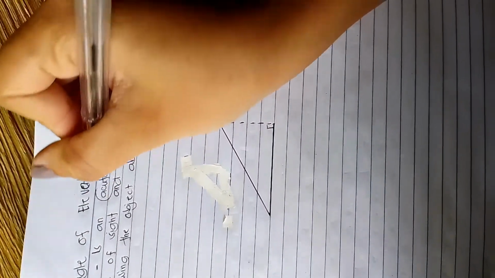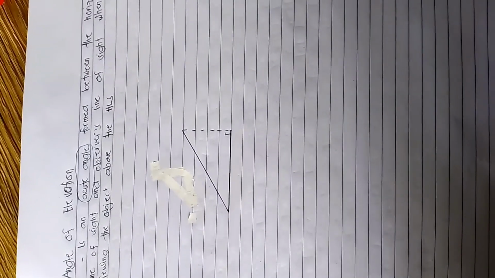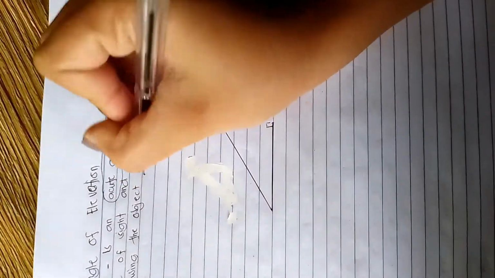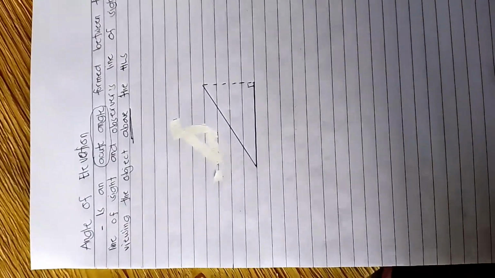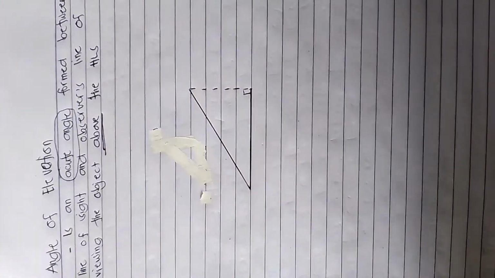Everyone. So today I will be discussing the angle of elevation. Now to illustrate the angle of elevation, let's have the definition first. So angle of elevation is an acute angle formed between the horizontal line of sight and the observer line of sight when viewing the object above the horizontal line of sight. So let us look at a real life example.